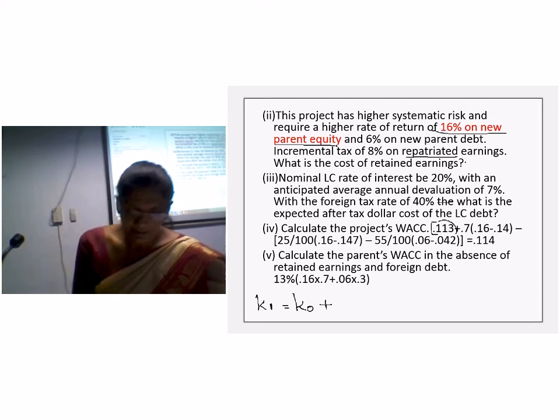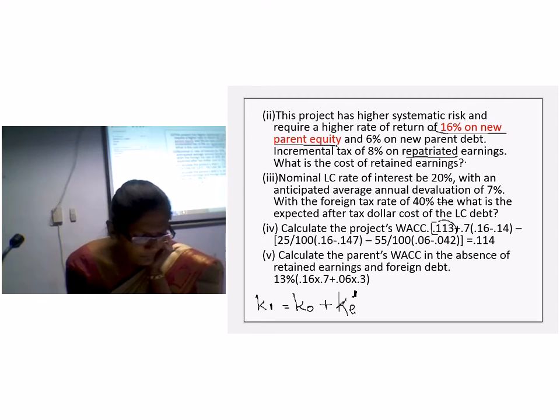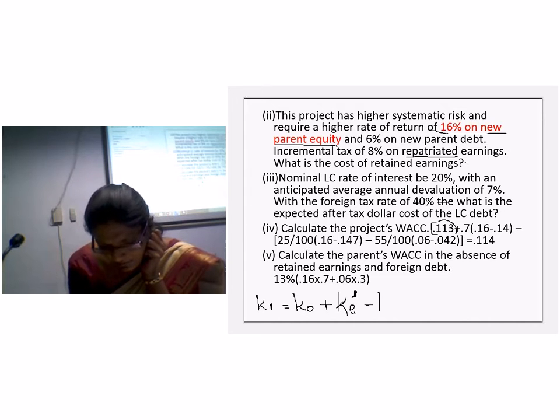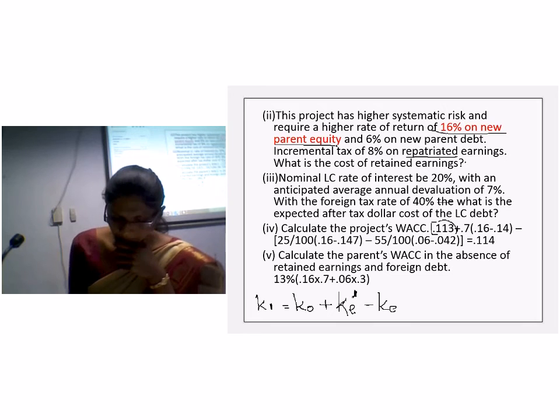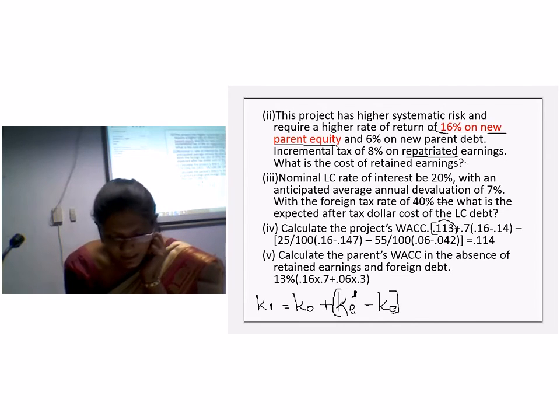That is why instead of KE, we take KE prime, not KE bar, KE prime. From that, we have to deduct the cost of equity of the firm that they faced before. You understand why I have taken KE prime and KE. This is the new cost of equity faced by the parent because of the new investment, because of the new project. That is why I use KE prime here. This is the old cost of equity, already faced by the firm.